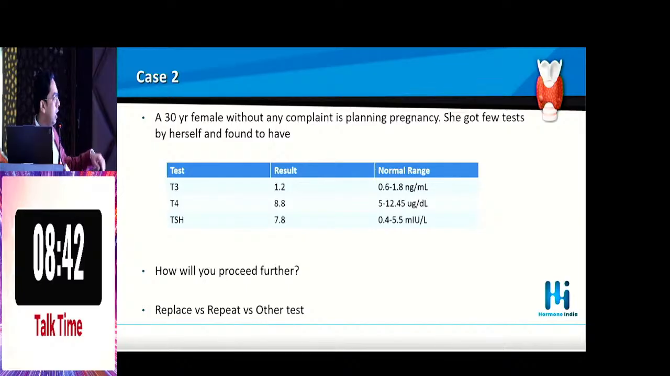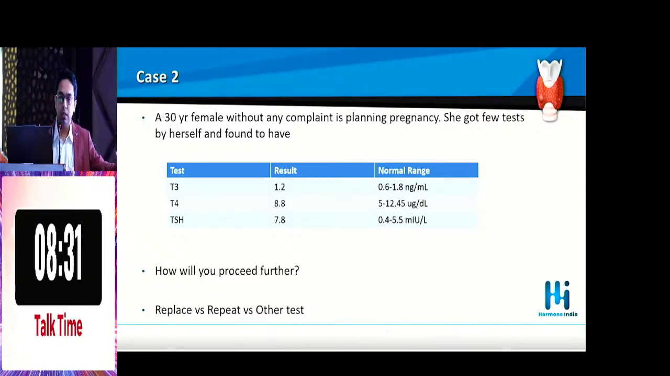She got the test by herself. T3 is 1.2, T4 is 8.8, TSH is 7.8. So again, this is pretty simple, I'll answer this. So T3, T4 are normal, TSH is slightly higher, lesser than 10. This is what you call subclinical hypothyroidism. Because this patient is planning for pregnancy, you don't need any other test, you can just start replacement. 2.5 is the cutoff you want.